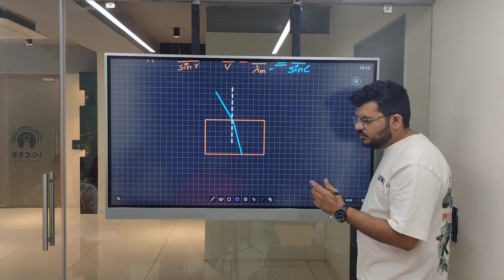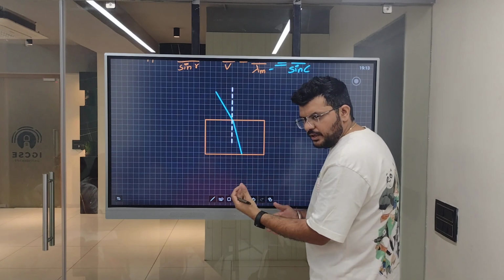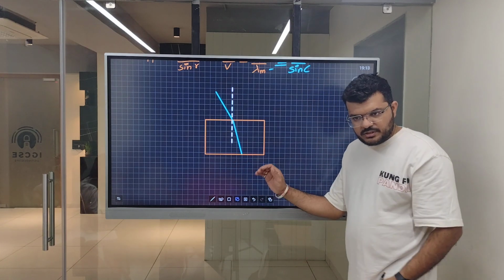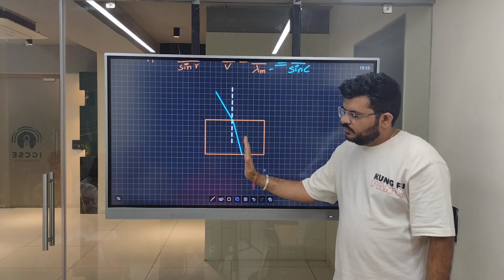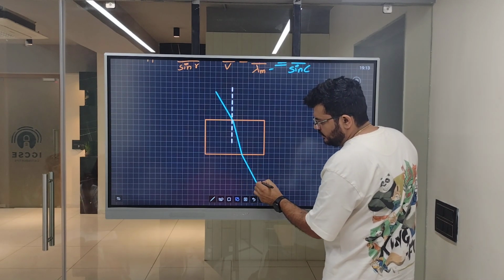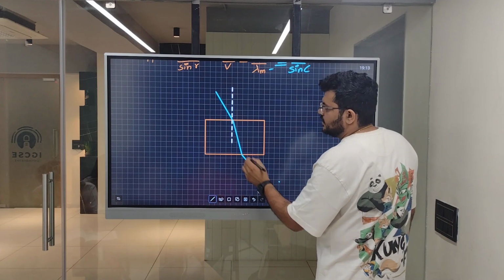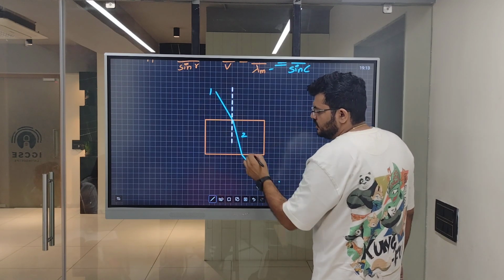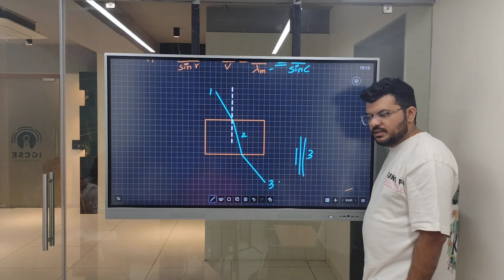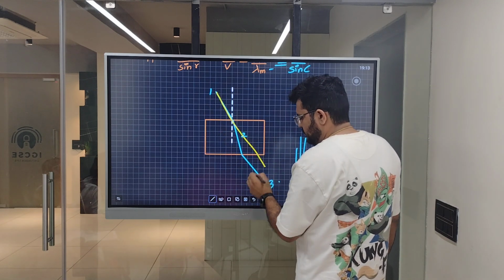Now to understand how it moves away from the normal, can you understand this intuitively? The amount it bends here, it will bend the same amount away here. So let's draw that. They will be parallel. Let's say this is ray 1, this is ray 2, and this is ray 3. Ray 1 is parallel to ray 3. And in fact, let's draw a yellow ray over here.